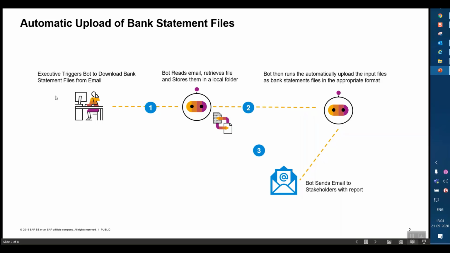The first step is that the executive triggers the bot to read the business user's email and download the specific bank statement files in different formats into a local folder. Once this download is done, the bot then goes through each of these files, which could be in multiple formats, for example, text format, TXT, or XML format, XML, and uploads them appropriately into the S/4HANA system. Once the upload is done, the bot then sends an email to the specific stakeholders in Excel format.